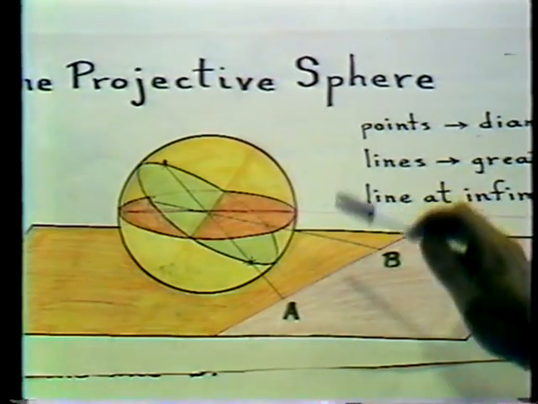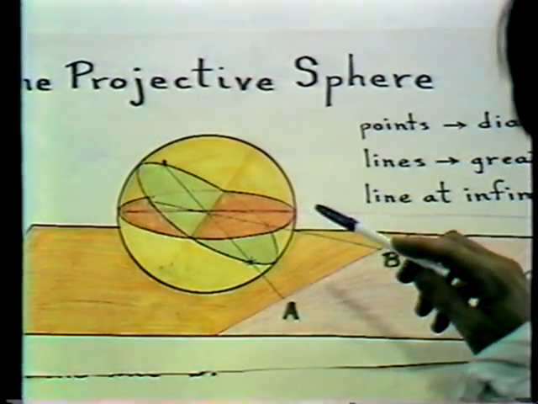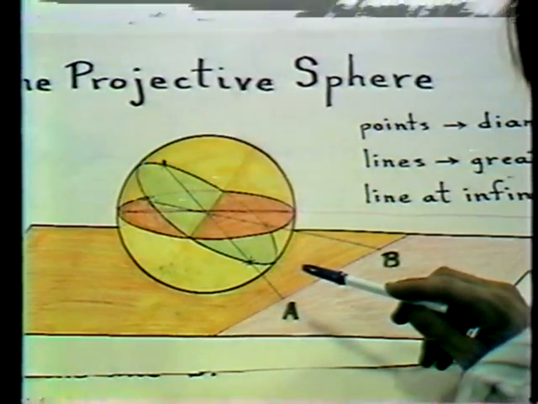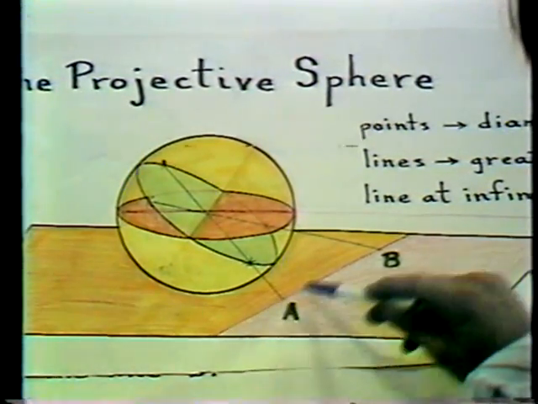Now, I now know what points are. Points correspond to diameters. What about lines? Suppose I take a line through two points, A and B.